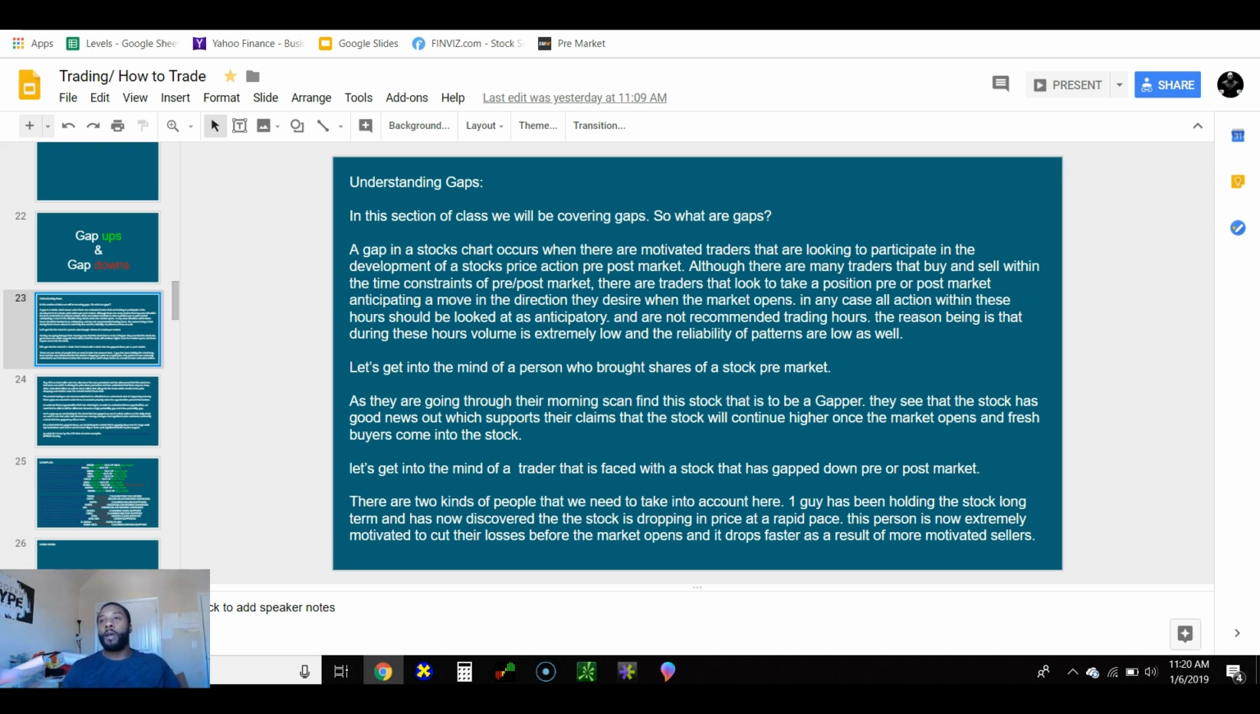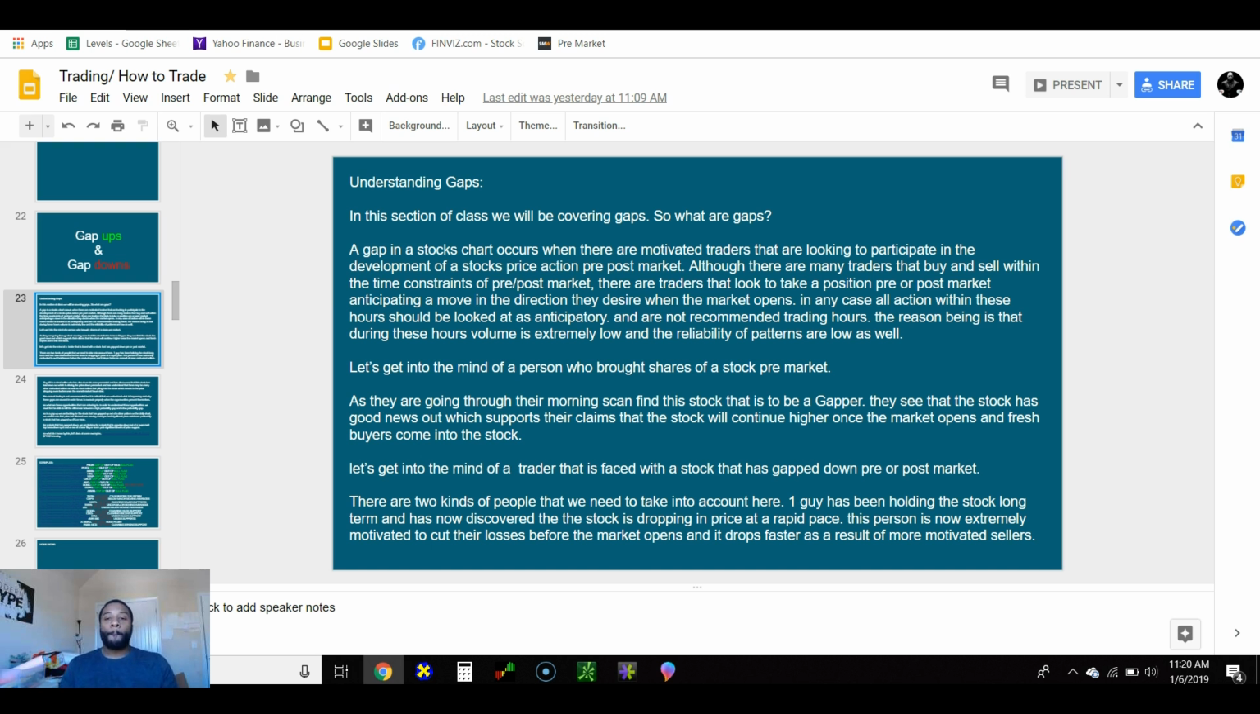It's already broken past levels that I wanted it to break, so I'm not interested in this thing anymore. And then you might find yourself holding it or trying to get out at a worse price. Then the stock opens up and starts tanking intraday. So we're going to get used to this, and we're going to understand this as we start going through our intraday setups.